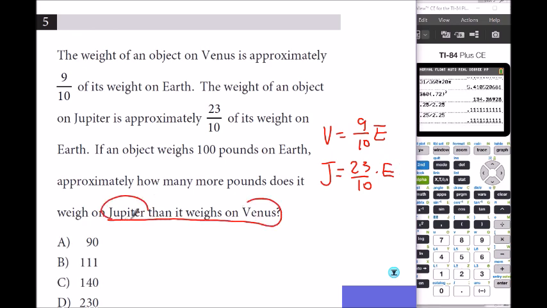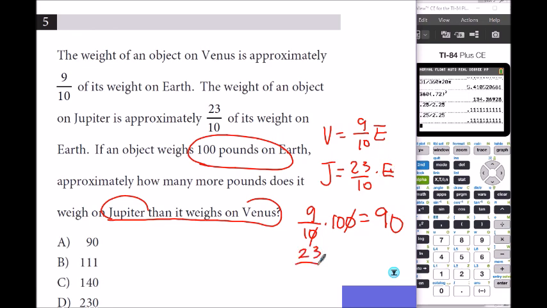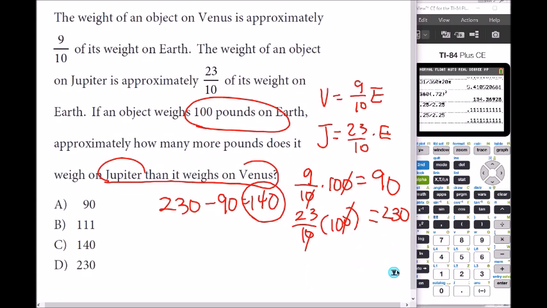So you're looking for the difference when it weighs 100 pounds on Earth. So when you plug in 100 here, 9 over 10 times 100, I get 90. Here, when you plug in 100, 23 over 10 times 100, I get 230. So the difference is 140, right? 230 minus 90 is 140. So the answer is C.